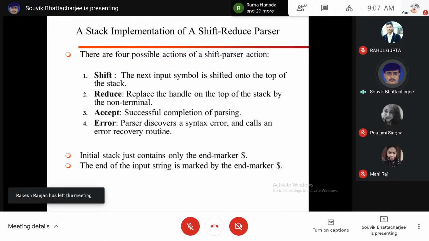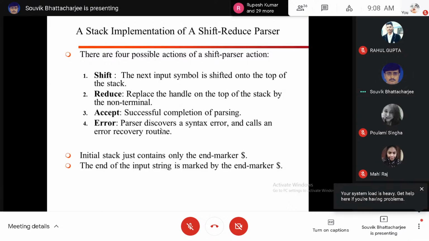Shift means the next input symbol is shifted onto the top of the stack. Reduce means replace the handle on the top of the stack by the non-terminal, followed by accept, that is successful completion of the parsing, and error. That means the parser discovers some syntax error and calls an error recovery routine.